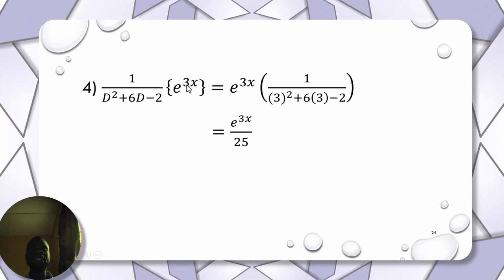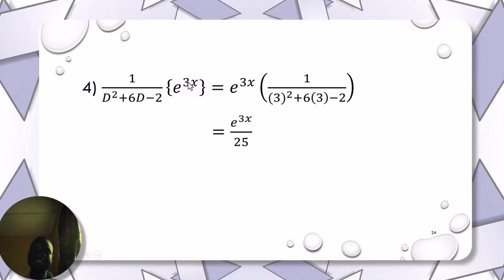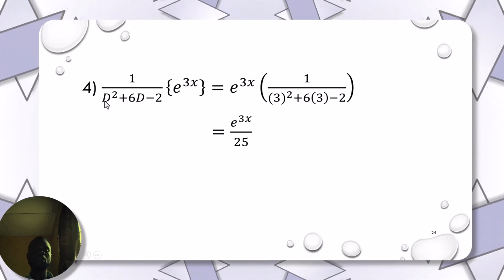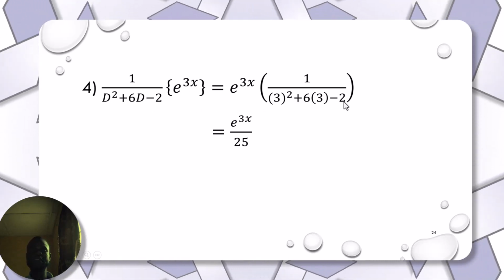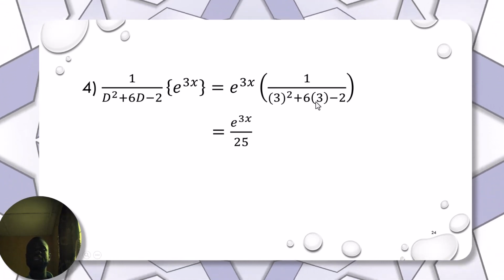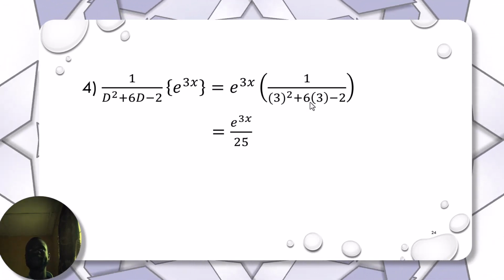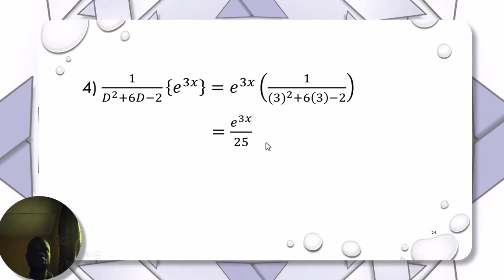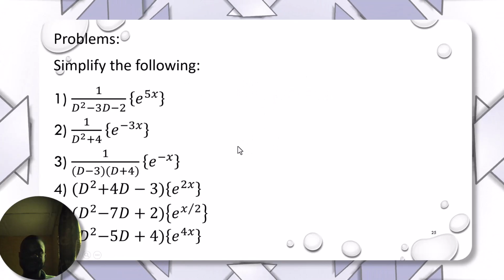For this I have e to the power of 3x. So it means that my a is now 3. Wherever I see D, I remove D and put 3. So for this I have 3 squared plus 6 multiplied by 3, then minus 2. Then if I simplify, this will give me 9. 9, this will give me 18. 9 plus 18, then minus 2 will give me 25, right? Then multiplied by this, I have this.